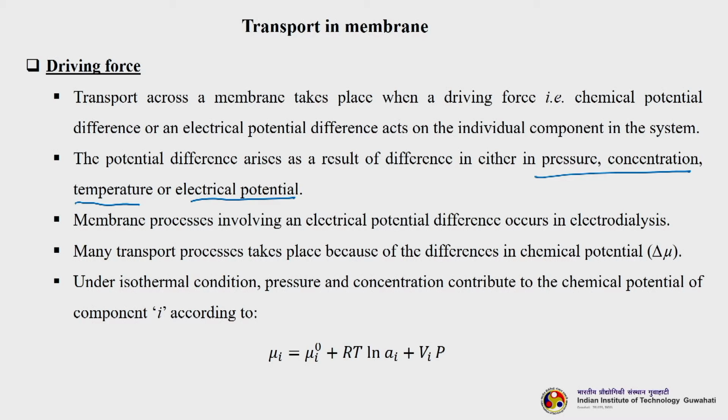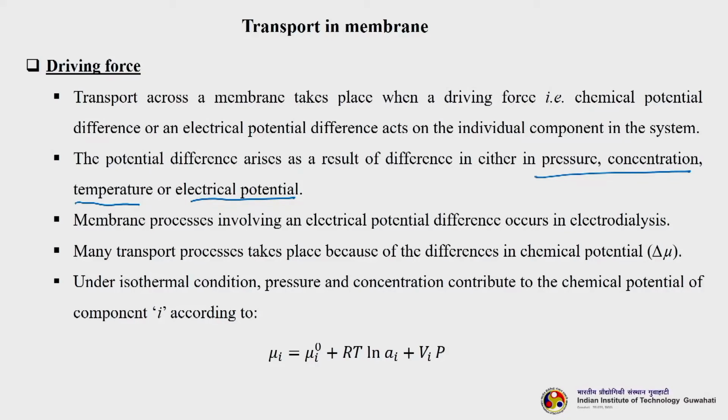Since I told you earlier that I cannot measure chemical potential directly, we always express chemical potential in terms of certain measurable parameters, may it be pressure, concentration, or temperature. Membrane processes involving an electrical potential difference usually occur in cases of dialysis and electrodialysis. And many transport processes take place because of differences in chemical potential. Under isothermal conditions, pressure and concentration contribute to the chemical potential of the component i.